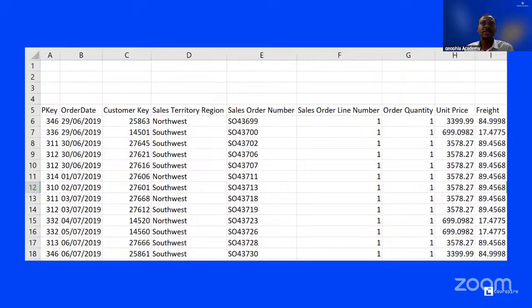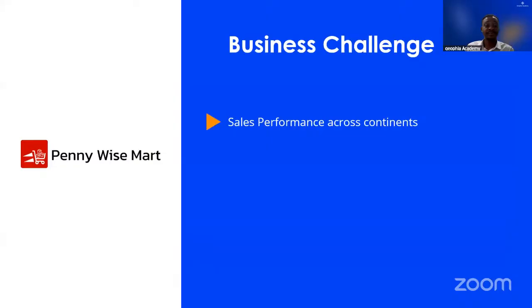So Pennywise teamed up with a couple of data analysts, and they were able to identify, after interacting with the stakeholders, that the business has some challenges. And these are some of the challenges they found out. Sales performance: they want to actually know or identify which products perform best in different locations and different seasons. So basically what this means is sales performance across the 3 different continents. That's one of the challenges.